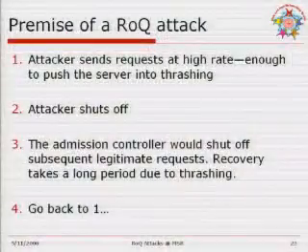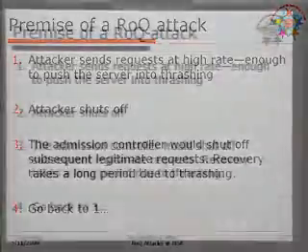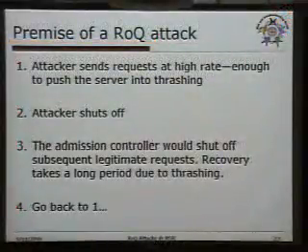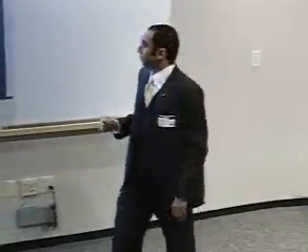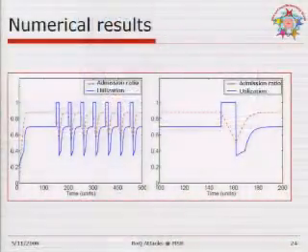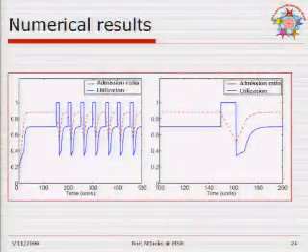So what's the RoQ attack? The attacker will send a lot of requests in a very short time, enough to push the server into thrashing. And then it will stop. The admission controller, of course, will start denying access to legitimate users until the system recovers. But recovery will take a long time, because now the system is thrashing and the service rate is minimized. And then once the system recovers, the attacker will do this again.